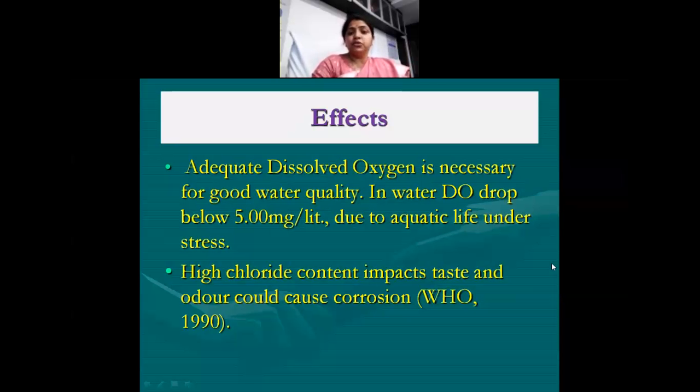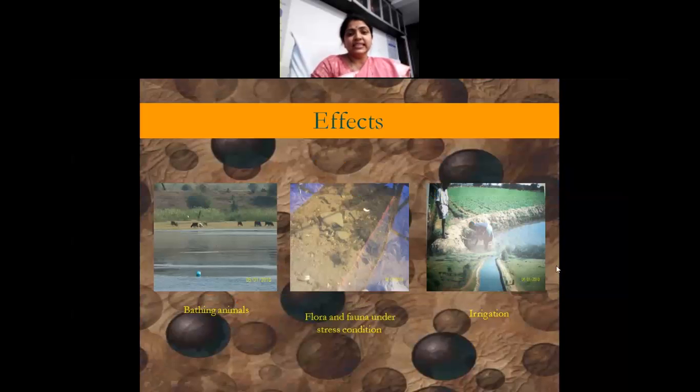Adequate dissolved oxygen is necessary for good water quality. When dissolved oxygen drops below 5 milligram per liter, aquatic life is under stress, and high chloride content impacts taste and odor. It could cause corrosion.